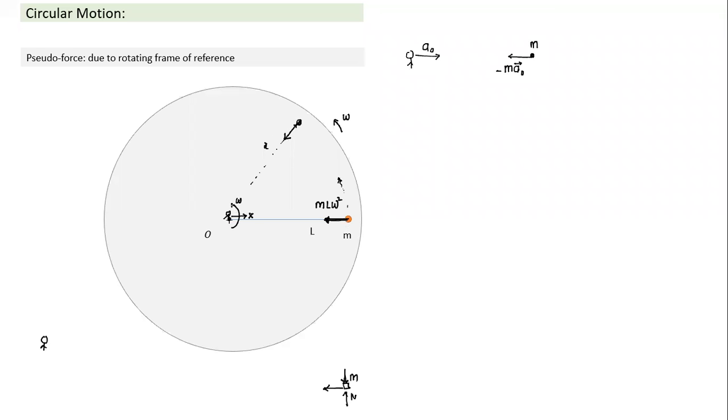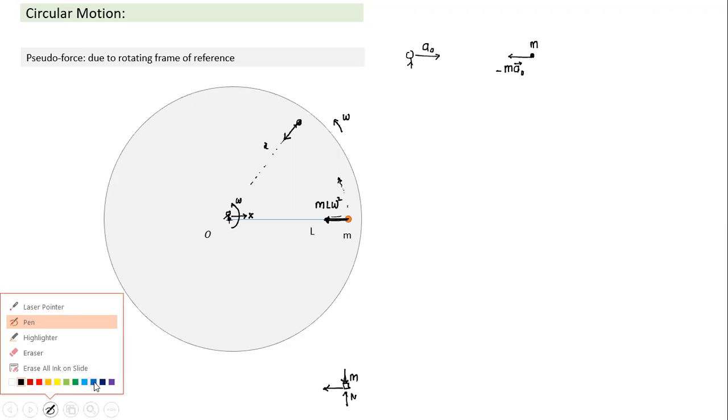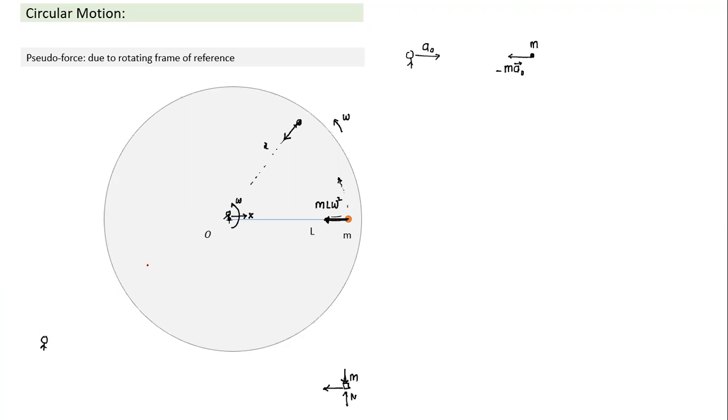So this also needs a correction. This also is a non-inertial frame of reference when the observer rotates. So what is the correction? This is a real force, and the net force has to become zero. So to make the net force zero, we need to apply a pseudo force. In which direction? To make the net force equal to zero.